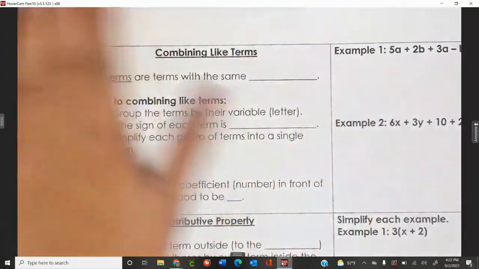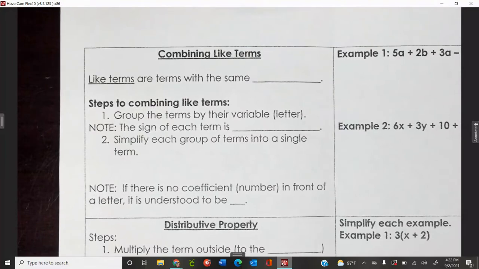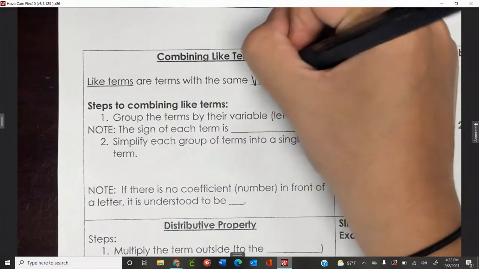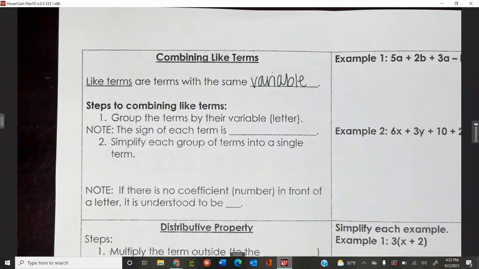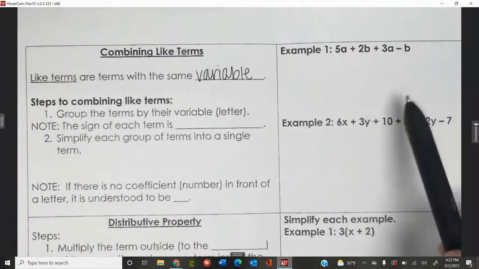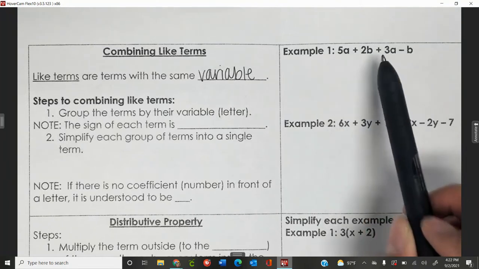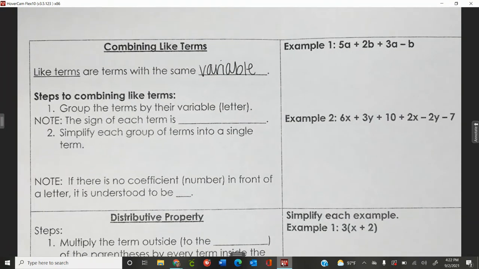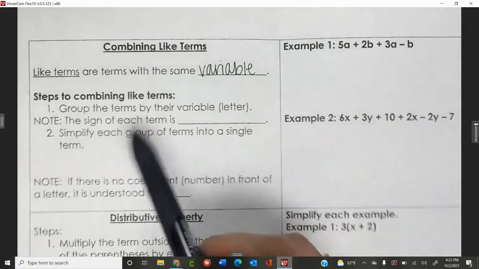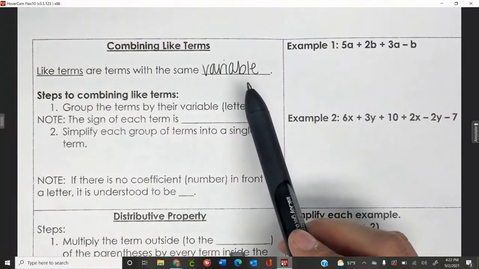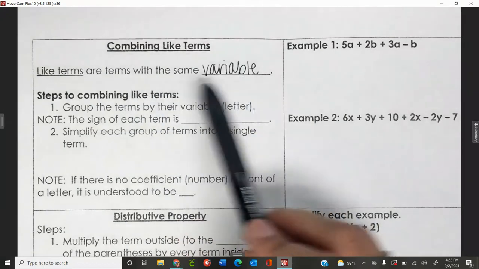Now let's take a look at combining like terms. Like terms are terms with the same variable. And now you might be asking, what is a variable? If you look over here at our examples, we have the letters A, B, X, Y. Really, you can take any letter in the alphabet and that will be known as a variable. So basically, a variable is just a letter that is a placeholder for a number. Now, you can only combine terms with the same variable.